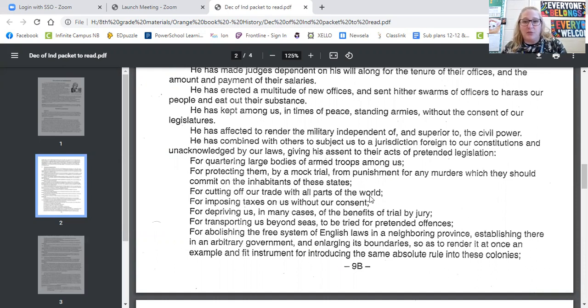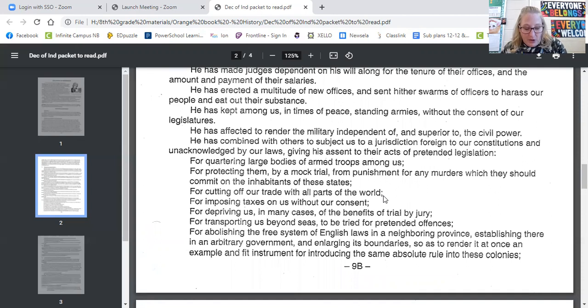Highlight this next part. For cutting off our trade with all parts of the world. England didn't want us trading with France or Spain or any place else for that matter. They only wanted us trading with them. If we trade with other lands, though, we might be able to make more money.